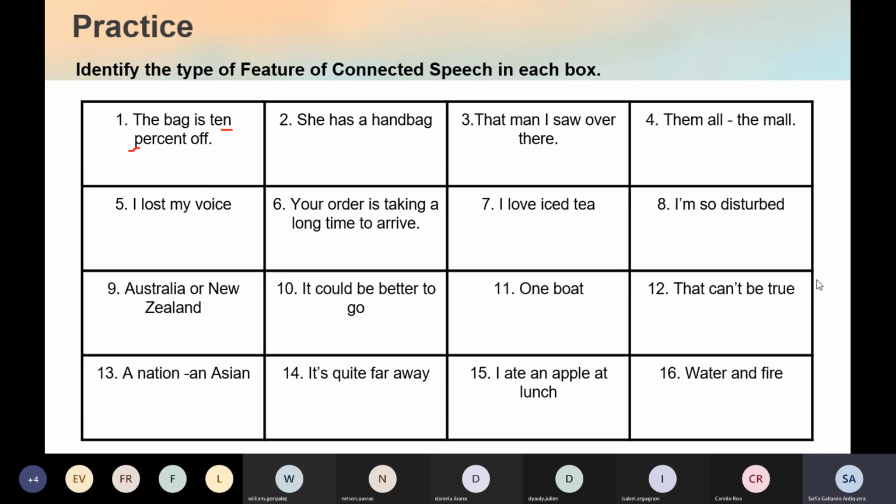She has a handbag. No, no. Reduction. Sorry, what? Reduction. Okay, could be. Let's, sorry, give me a second. So where do you see reduction there? In the "has a handbag." No, "She has a." Okay, yes, it could be reduction. So let's write an R.